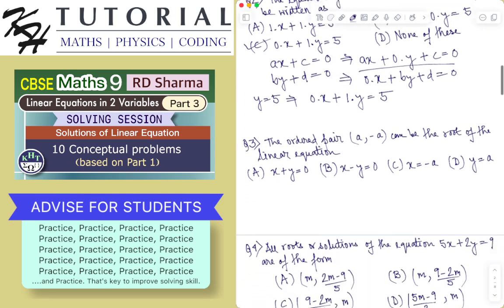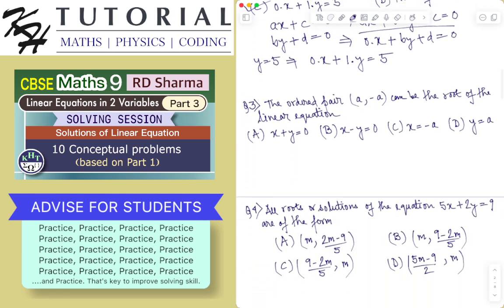Let's see the next problem. The ordered pair a comma minus a can be the root of the linear equation. So from the ordered pair, what is the ordered pair as a solution?